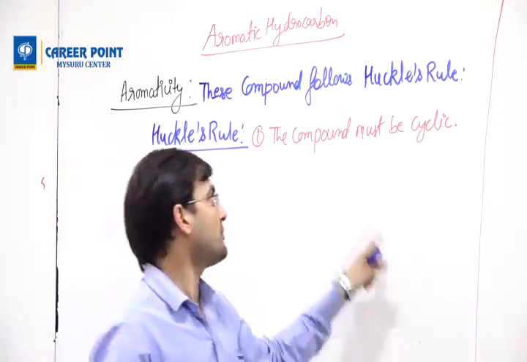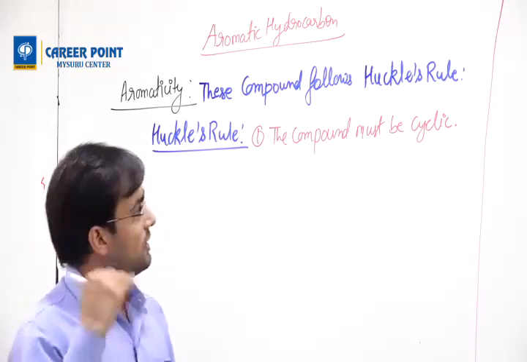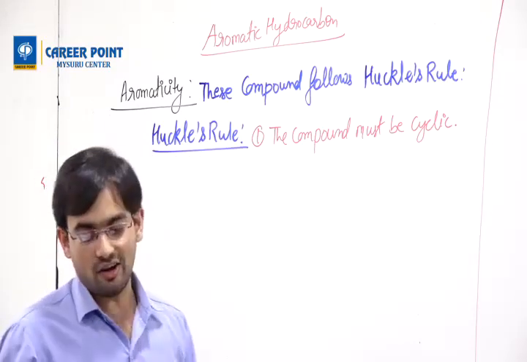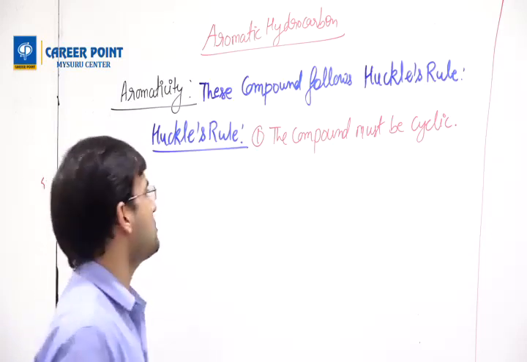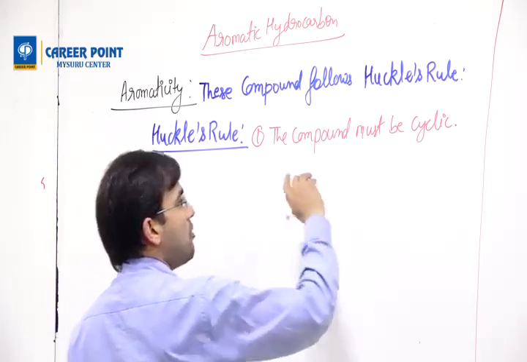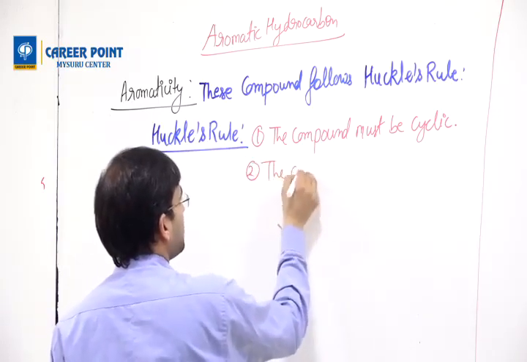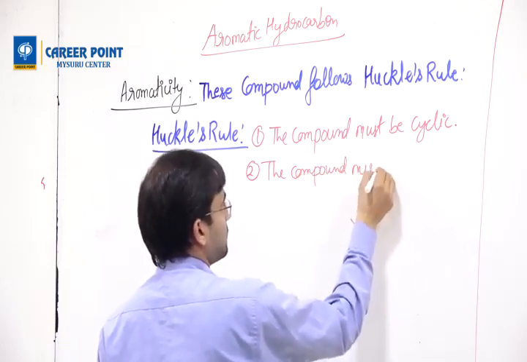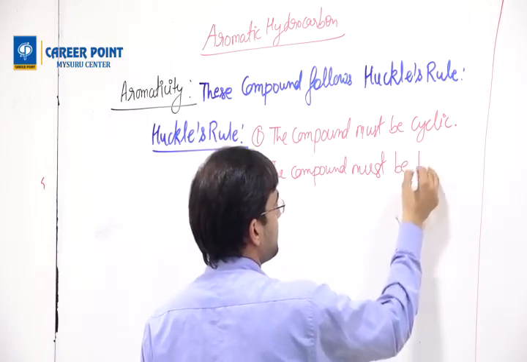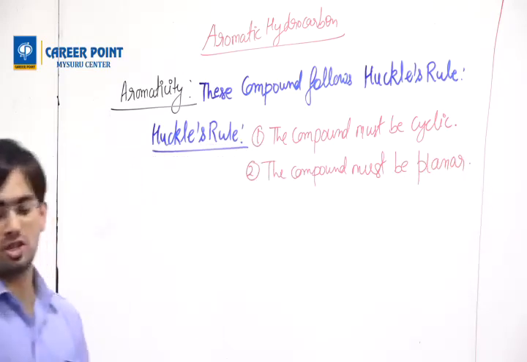This is an easy job. The compound must be cyclic. This is a condition-wise check. If the first condition is satisfied, then only we will go to the second condition. If the first condition is not satisfied, we will not go to the second condition. Second, the compound must be planar.